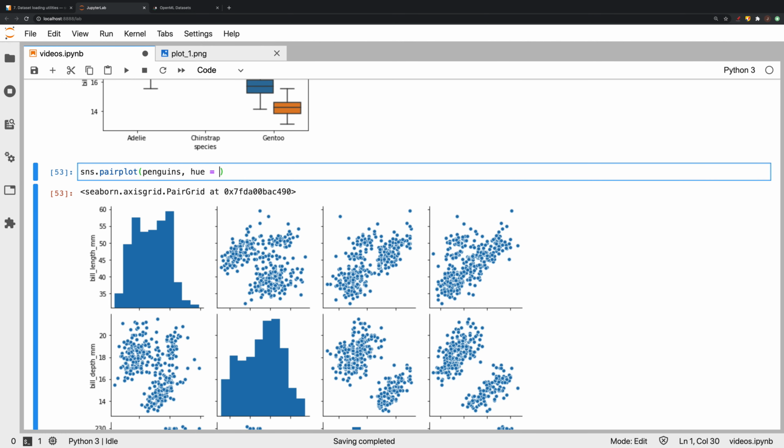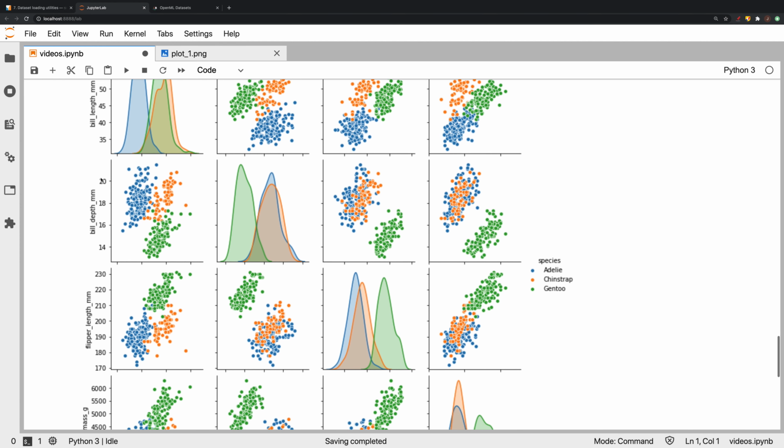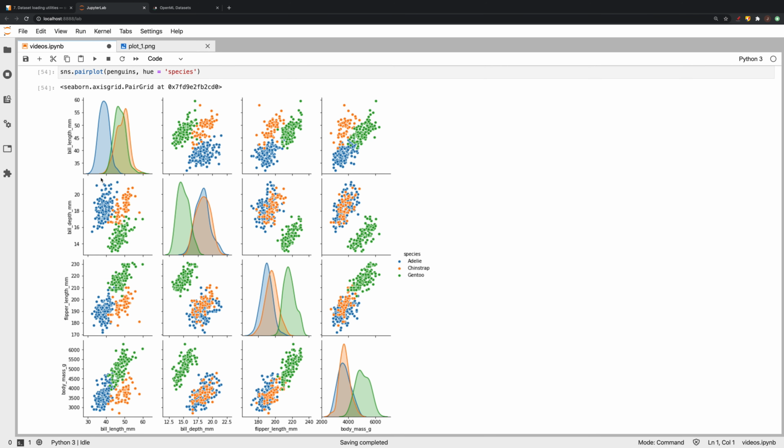So if we want to look at this based on species, now we get a nice colored big picture, and we do learn some things, right? There's definitely some difference between the Gen2 and the others, the Adelie and the chinstrap, in terms of body mass. I don't know these penguins, but maybe that's a bigger penguin. Bigger flipper length. Lower bill depth.